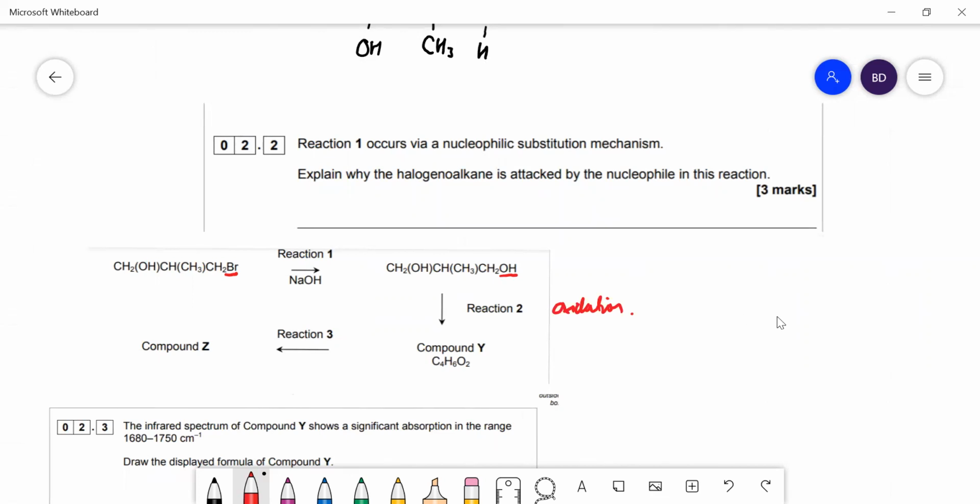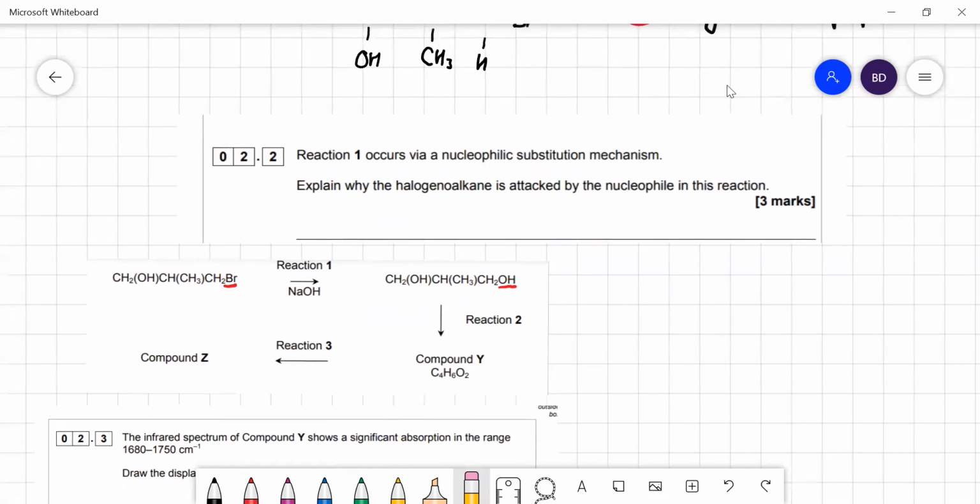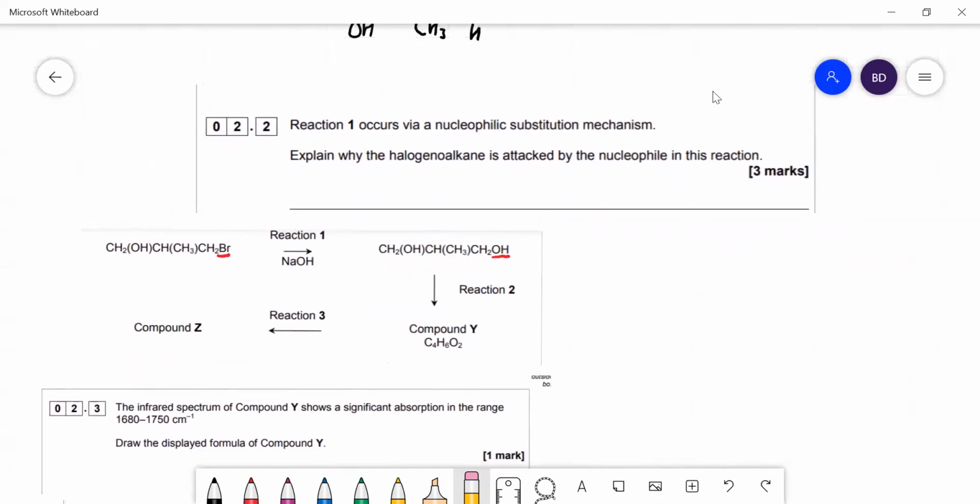Okay, right, let's have a look at that then. So reaction 1 occurs via a nucleophilic substitution mechanism. Explain whether halogenoalkane is attacked by the nucleophile in this reaction. So we've got carbon with a bromine attached. 3 marks. So I think what you've got to say here is, first of all, say that the bromine is more electronegative. That will give you 1 mark.